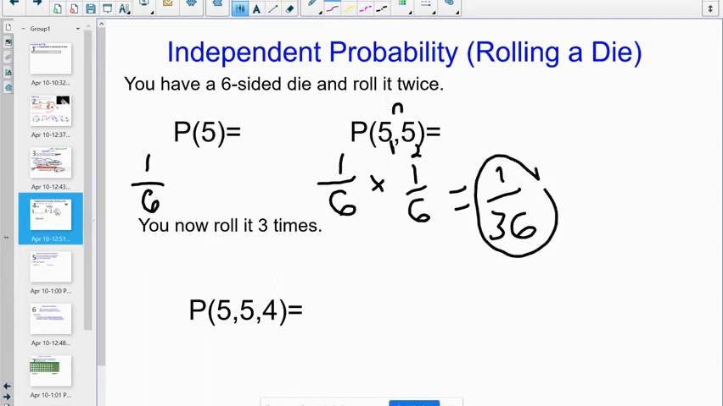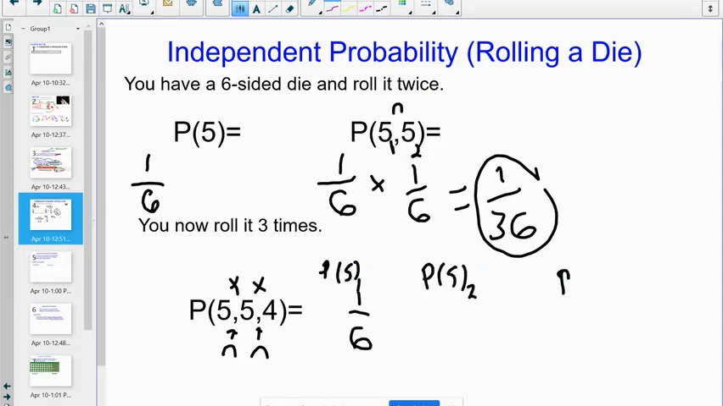Now we're going to roll a die 3 times. So remember, if this little comma is meaning and, when you have and they're independent, you're going to multiply. So what's the probability of the first 5? 1/6 times the probability, I'll just do P5 on the first flip, P5 second flip, P4 third flip. So that's also 1/6.